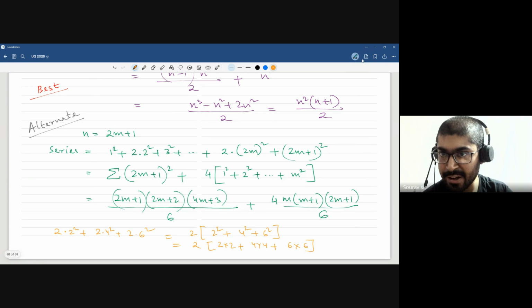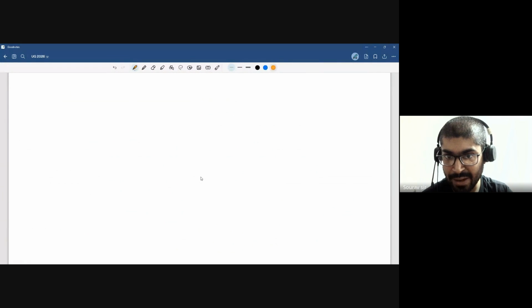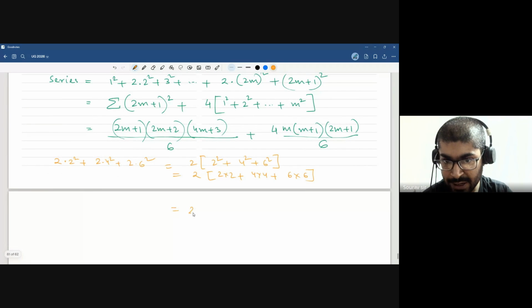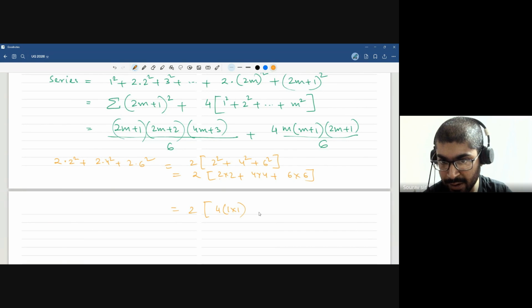Now, if I take 2 outside from every one of them, I'll get 2, and this is 2 into 2. So I can take 4 outside, I'll get 1 into 1, again 1 into 1. So I cannot take 8, right? I'll have to take 2 common from here. Because if I take 2 common from here, then I'll get 1 into 2. That also does not work.